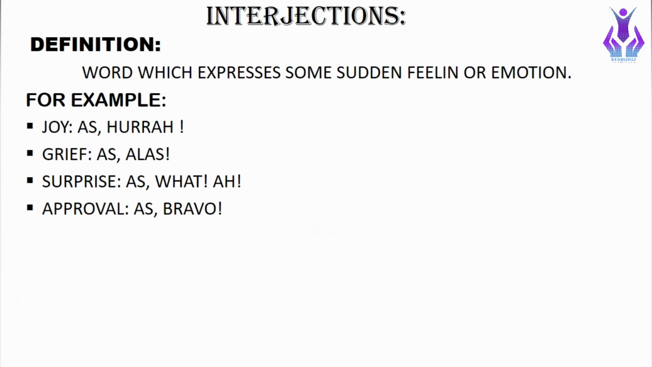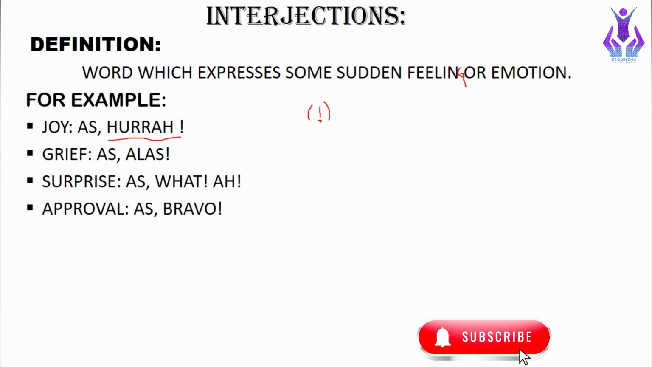Interjections are words which express some certain feeling or emotion. When we show certain feeling or emotion, those words are called interjections. For example, when we show some joy in our sentence, we use the word hurrah along with the exclamation mark. Interjections always come with an exclamation mark at their end. So the exclamation mark is very important in interjections.